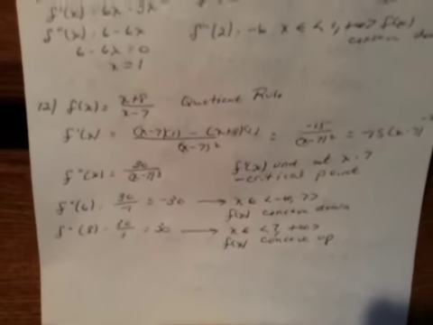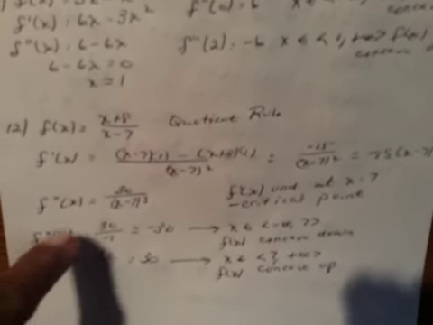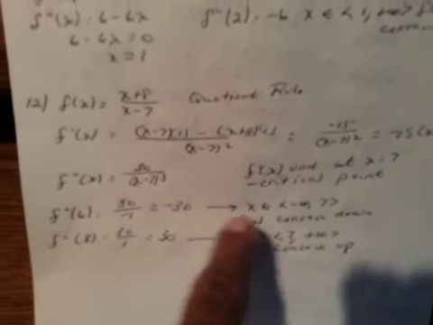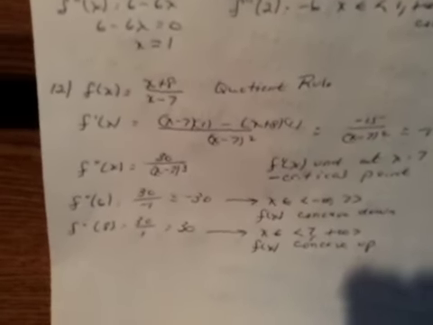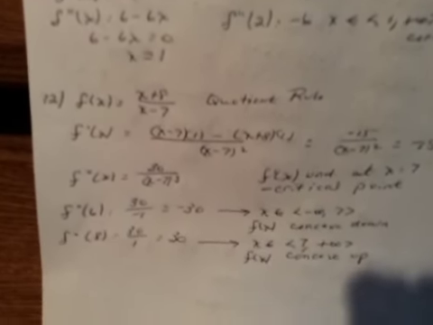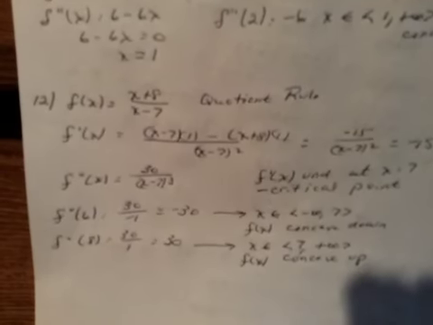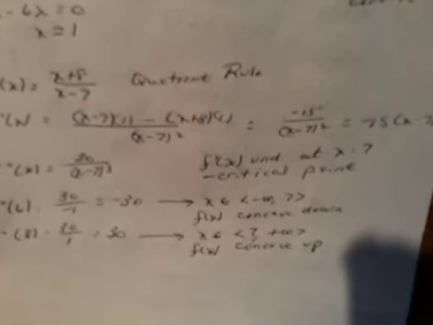So you check each side of 7. I picked 6 and 8. When you put 6 into the second derivative, you get a negative number, which tells me, therefore, from negative infinity to 7, the function will be concave down. For 8, on the other side of 7, you put it into the second derivative, it is positive, and therefore it's concave up.